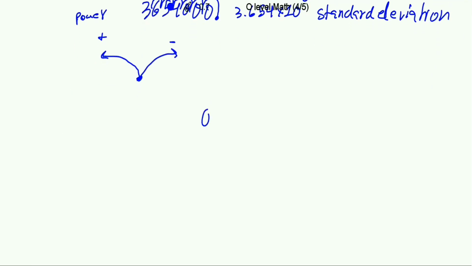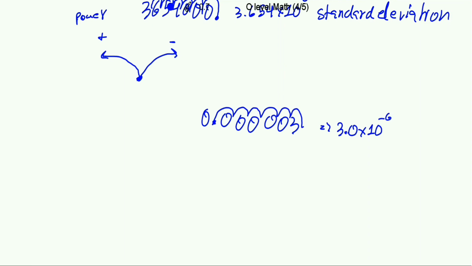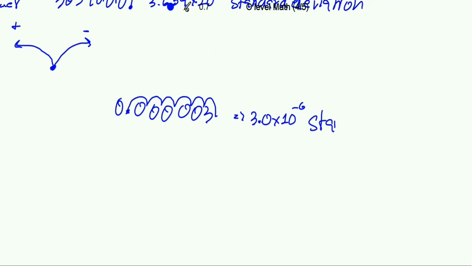And what happens if the number is 0.000003? If I want to know the standard deviation of this number, then the point will go 1, 2, 3, 4, 5, 6. 6 times. So it's going to be like this: the point will be here and 10 of power minus 6. This is the standard deviation.